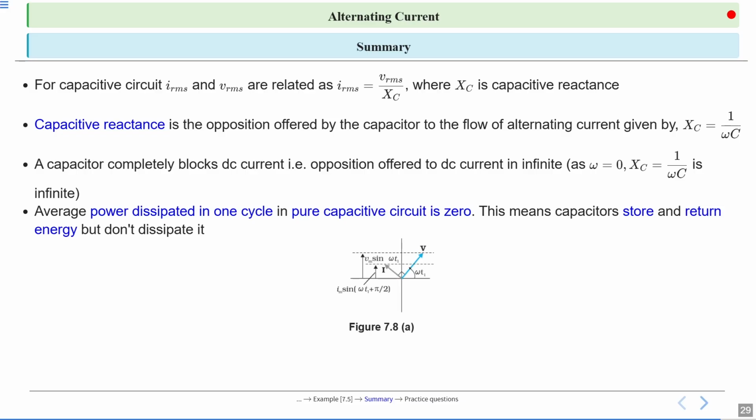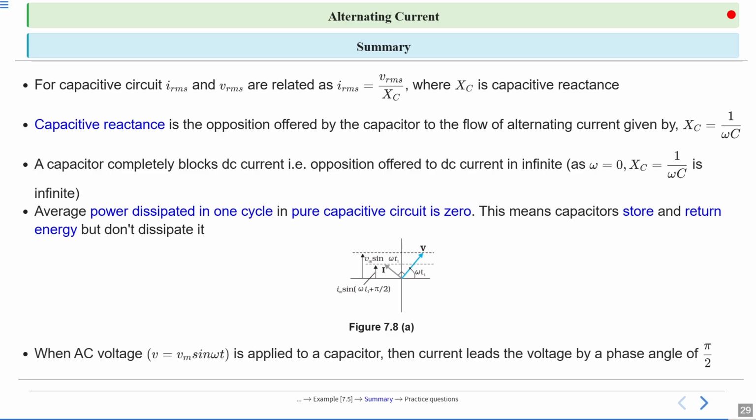Okay, this is the phasor diagram for the phase relationship between the voltage phasor and current phasor, figure 7.8. So current is leading voltage by pi by 2 phase. When AC voltage V equal to Vm sin omega t is applied to a capacitor, then current leads the voltage by a phase angle of pi by 2.